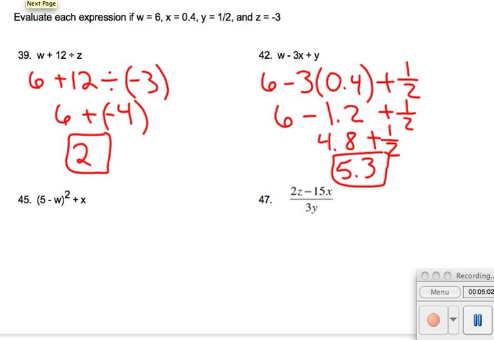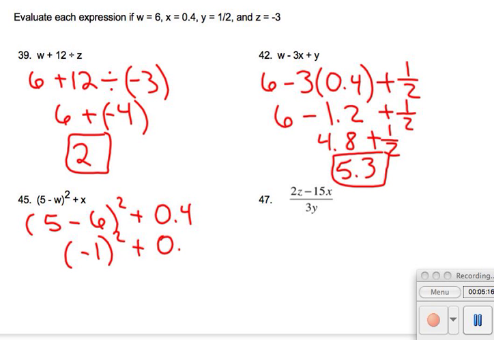Next one we have a set of parentheses and an exponent, so again, substituting what we have. W is a 6, and x is a 0.4. So take care of the parentheses first. I get -1 squared plus the 0.4. Anytime you enter a negative number into the calculator, make sure you use parentheses. A negative times a negative is always a positive, so I come up with 1 plus 0.4, which gives me 1.4.